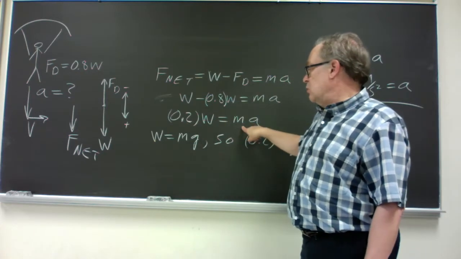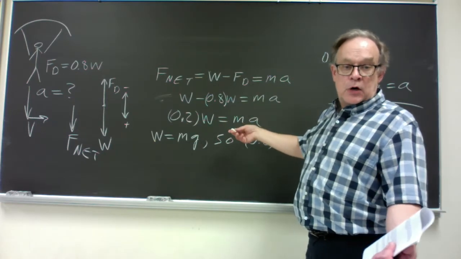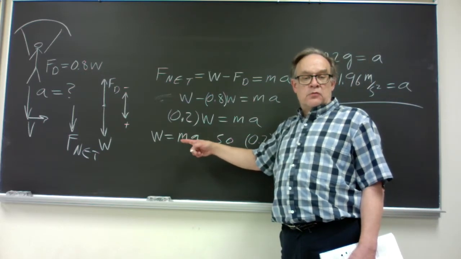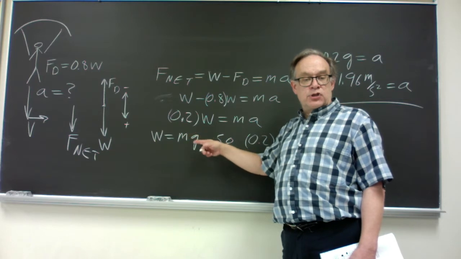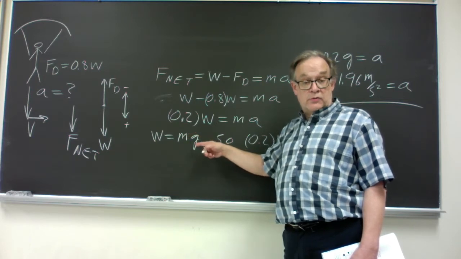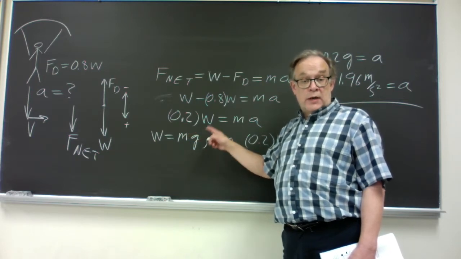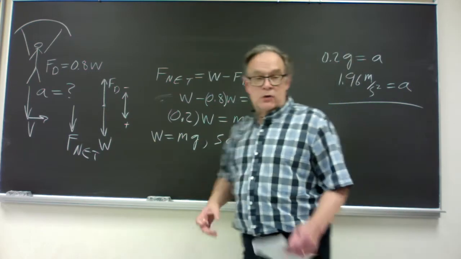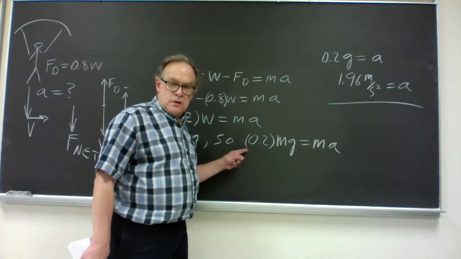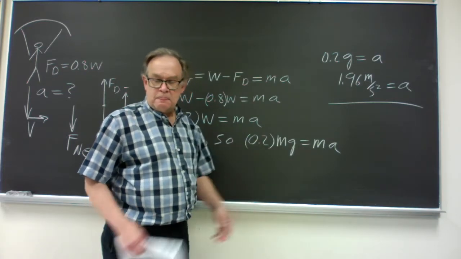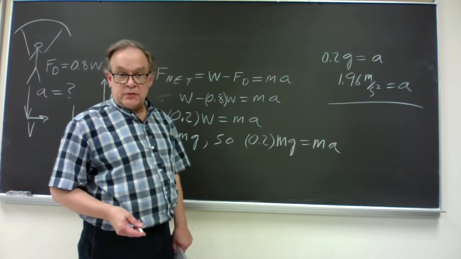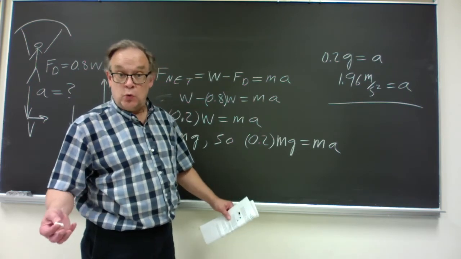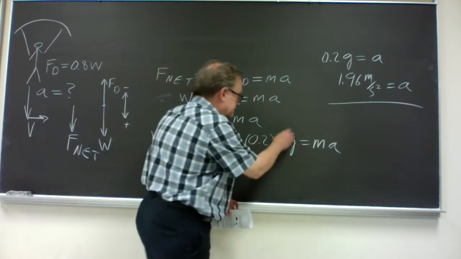0.2 times the weight equals ma. Now remember, weight is a force equal to mass times g, the acceleration due to gravity. So I can rewrite this w as m times g. And what I have now is 0.2 mg equals ma. And conveniently the factors of mass cancel out. Convenient because we don't know the skydiver's mass.